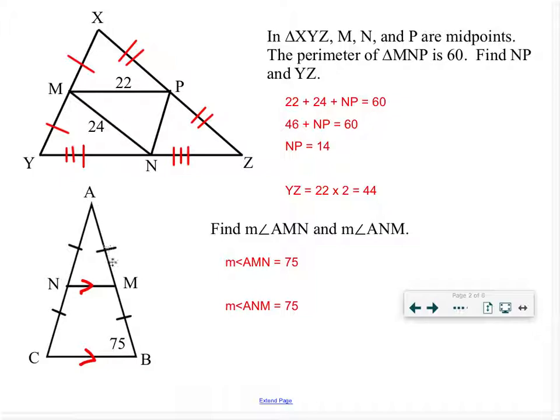Angle B and angle AMN are corresponding angles with parallel lines. This is the transversal, parallel line, parallel line. So this angle is 75. This one will also be 75 because they're corresponding angles. So I found out angle AMN is 75 because if lines are parallel, then they have congruent corresponding angles. Now that I know this is 75, using ITT, if two sides are congruent, the angles across from them are congruent. So I know angle ANM is also 75.